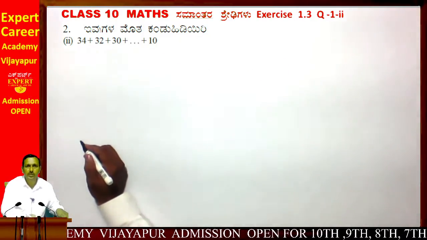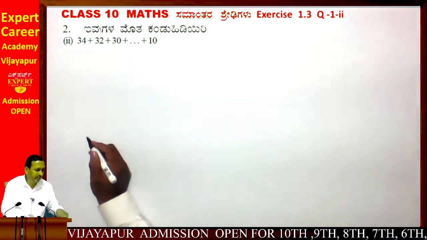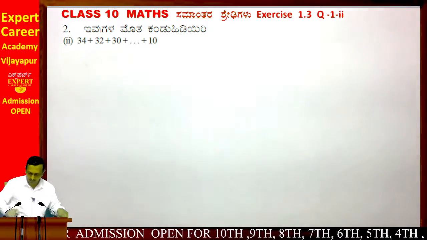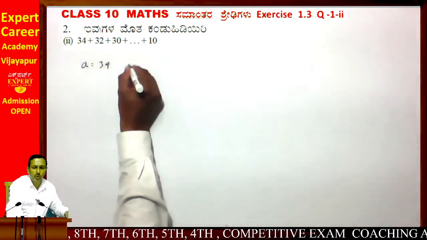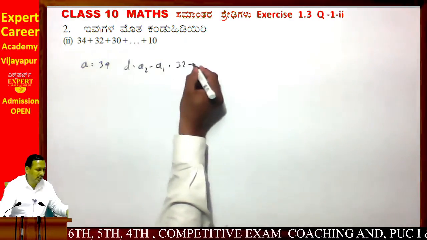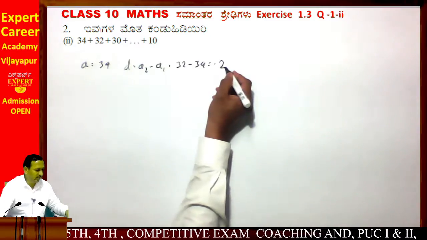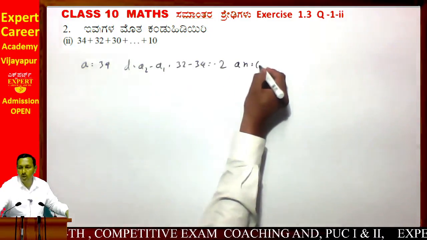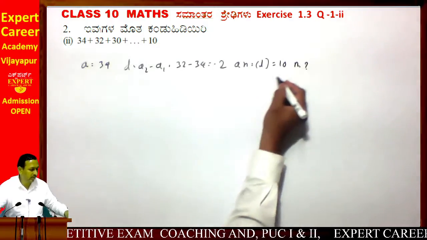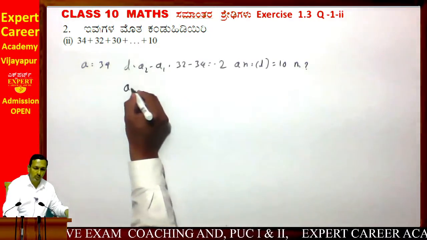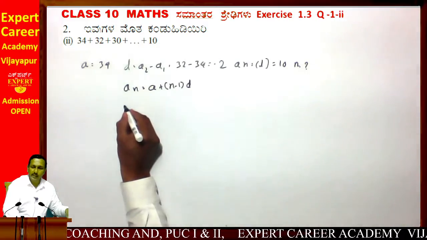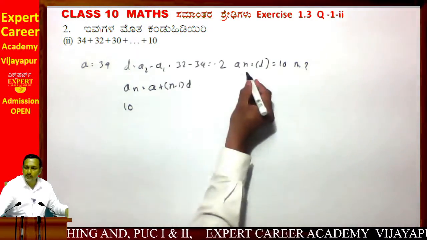Second question: find the sum of 34, 32, 30, up to 10. Here a equals 34, the difference d equals a2 minus a1, which is 32 minus 34, that is minus 2. The last term an equals 10, so n equals question mark.